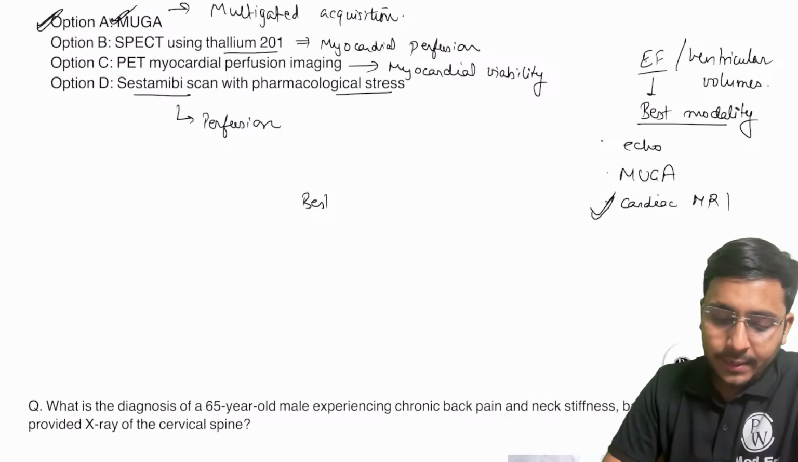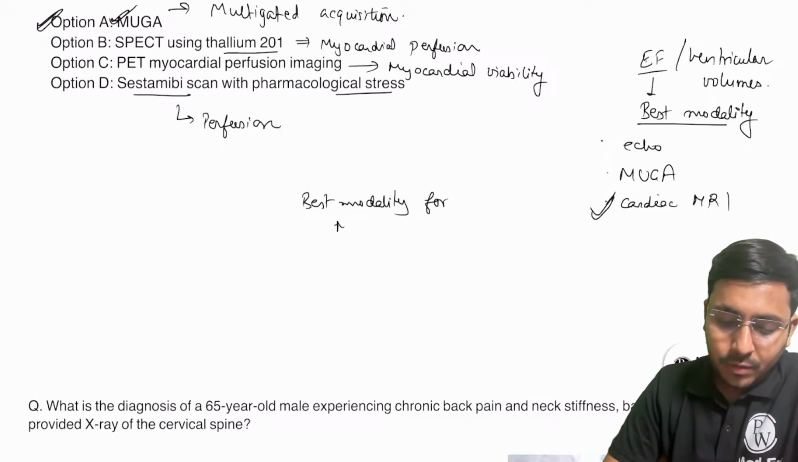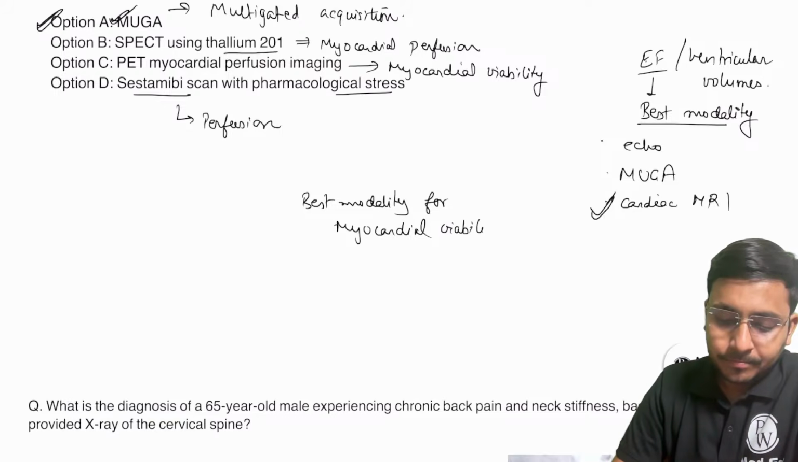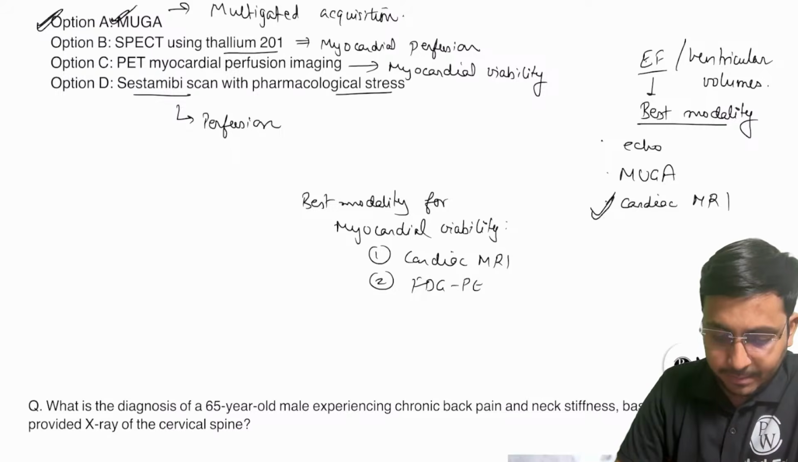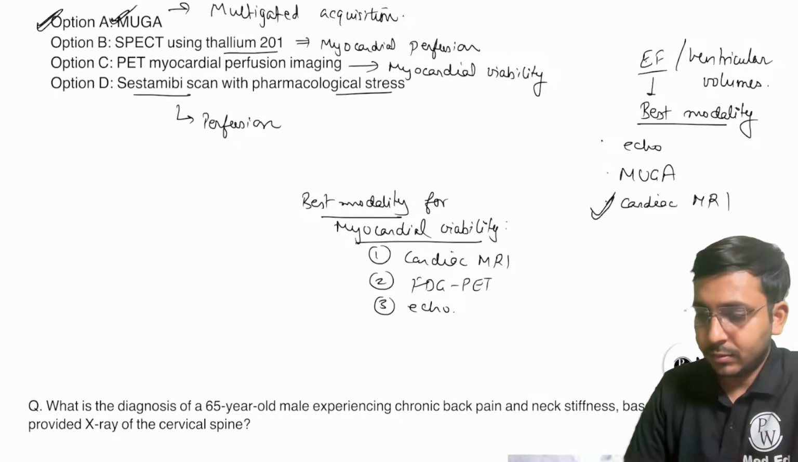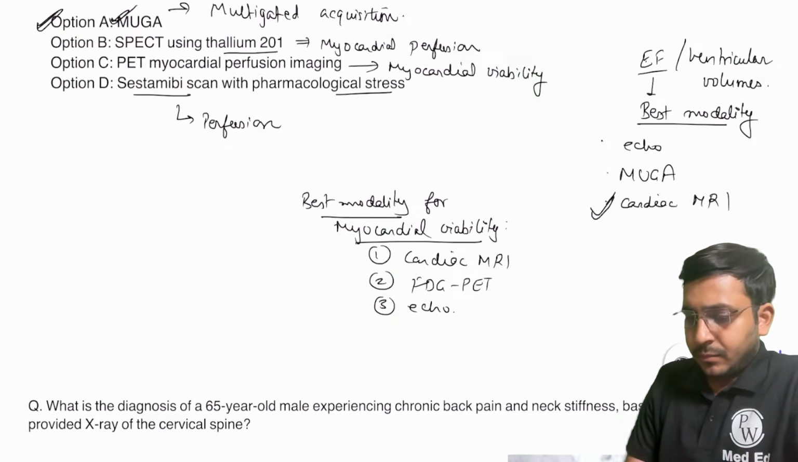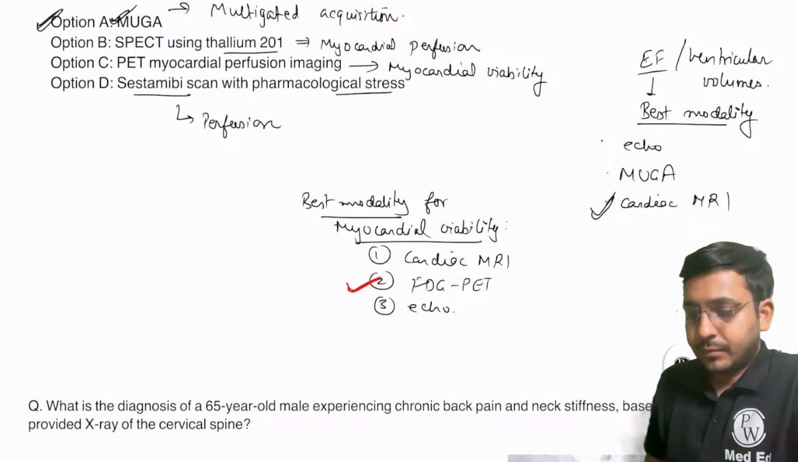Now, best modality for myocardial viability. Options: cardiac MRI, FDG PET, echo. What is the best modality for myocardial viability? For myocardial viability, best modality is FDG PET.